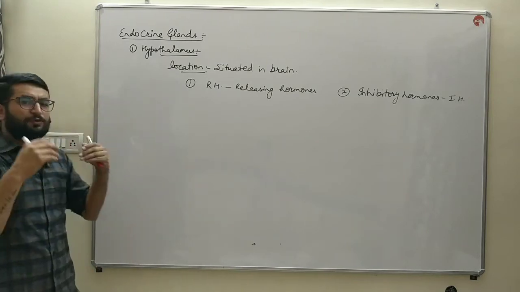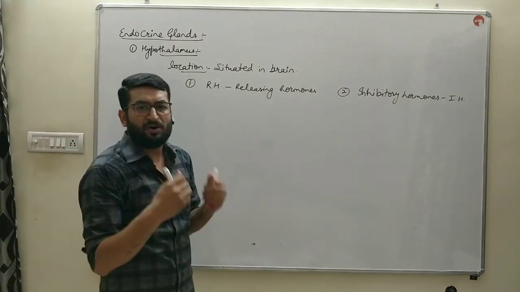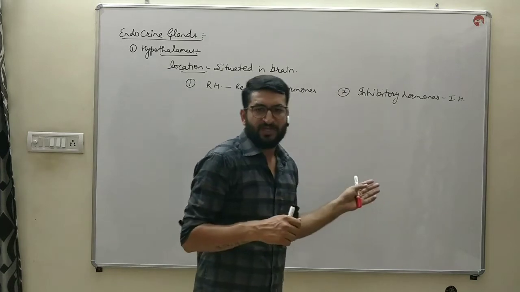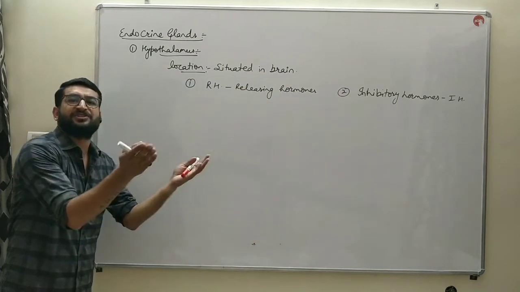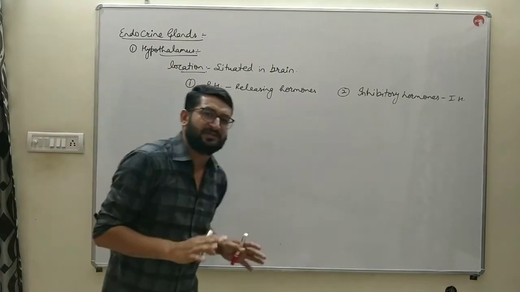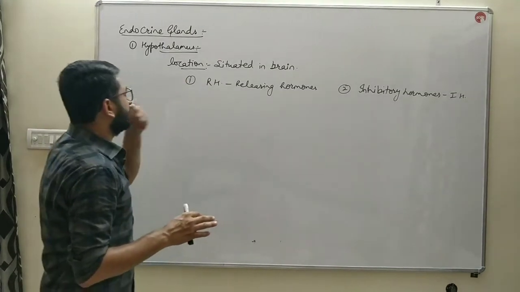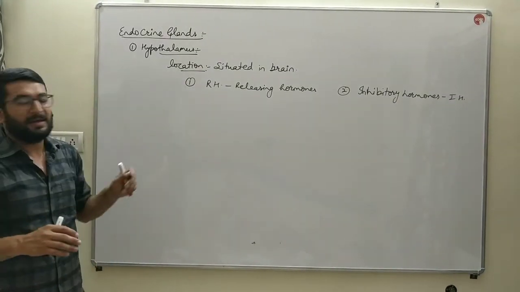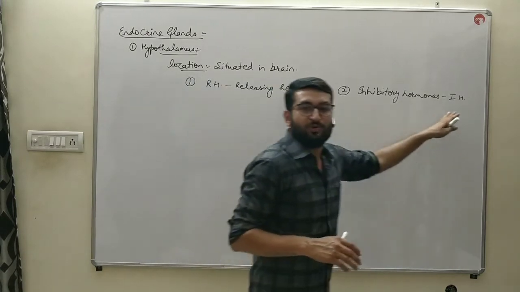हाइपोथैलेमस जो बच्चे वो दो तरह के हार्मोन्स रिलीज करती है, एक रिलीजिंग हार्मोन और एक इनहिबिटरी हार्मोन. Releasing means which starts the secretion and inhibitory means which stops the secretion. It controls the pituitary gland by those RH and IH hormones.